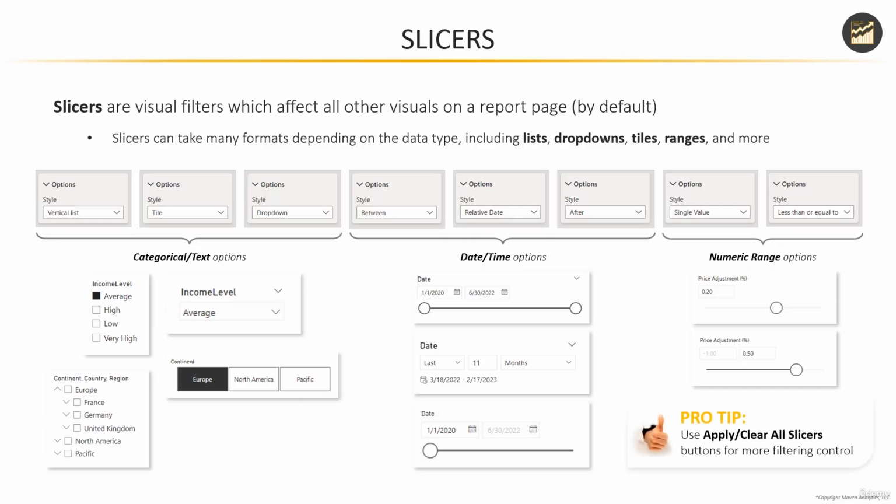Now, quick pro tip, Power BI does include some native buttons that are pre-configured to apply or clear all of the slicers on a report page. This can be a great tool if you have more complex reports or a number of different slicers on the same page. So with that, let's jump back into our VentureWorks report and practice adding a slicer that we can use to filter down our map visual.